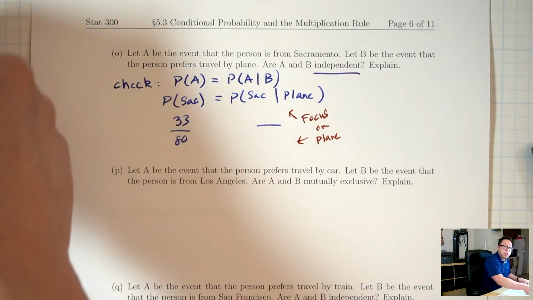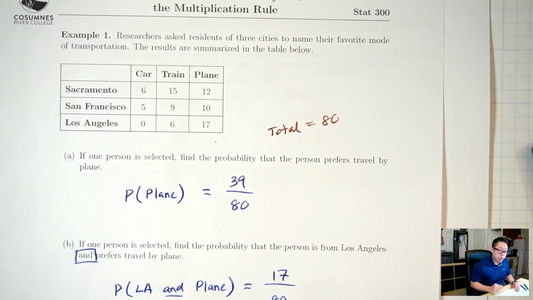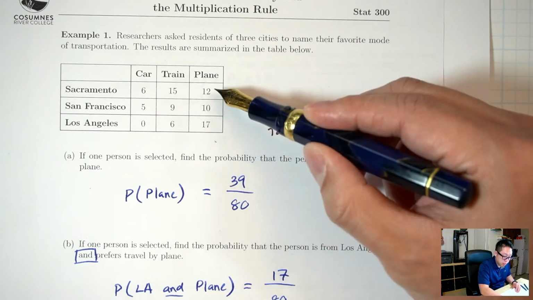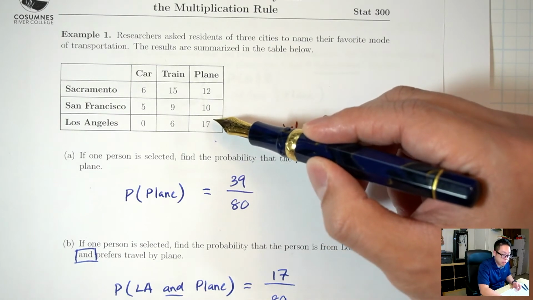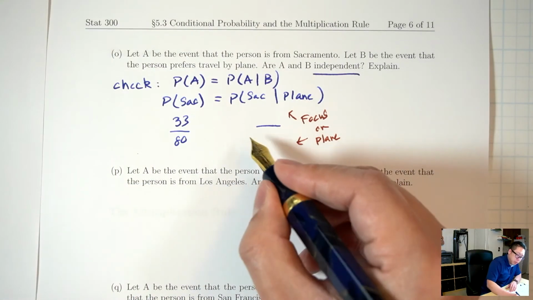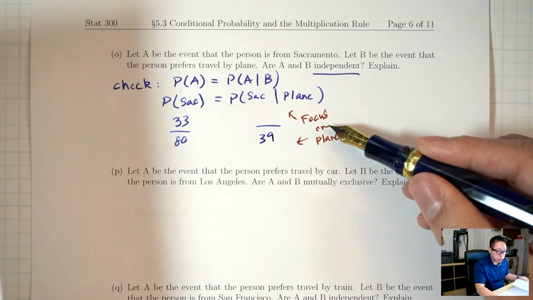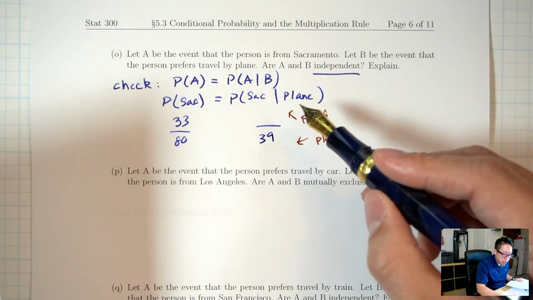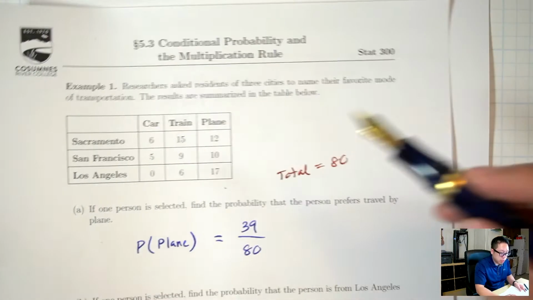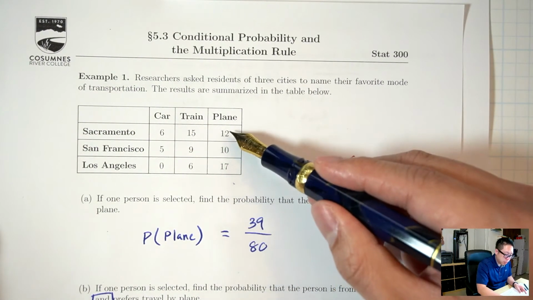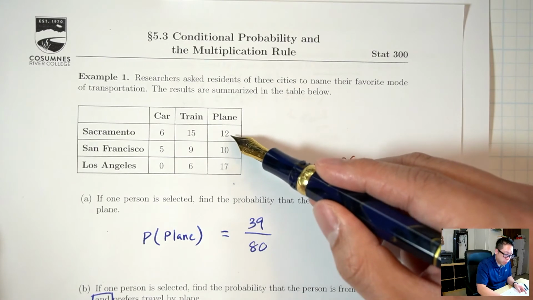Okay, so focusing just on the plane numbers, how many are there total? So just the plane numbers would be 12, 10, 17. So 12, 10, 17 total would be 39. And then still focusing on just the plane numbers, how many are from Sacramento? 12.